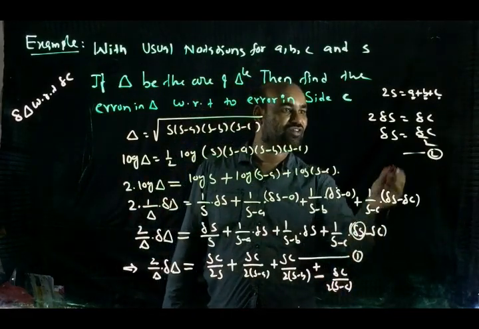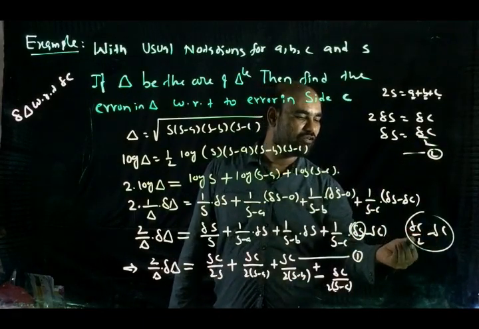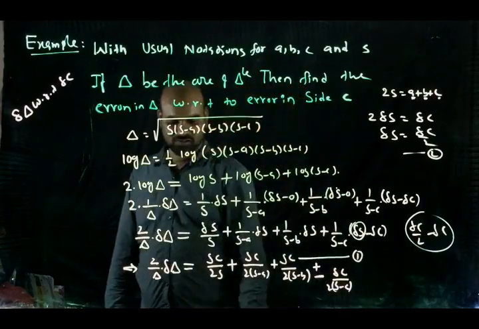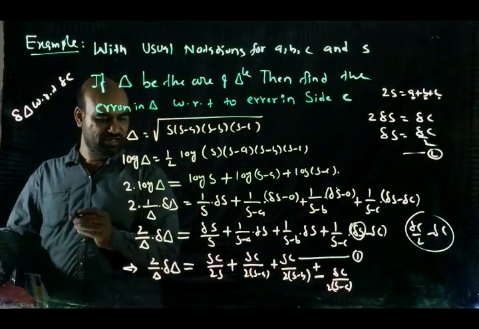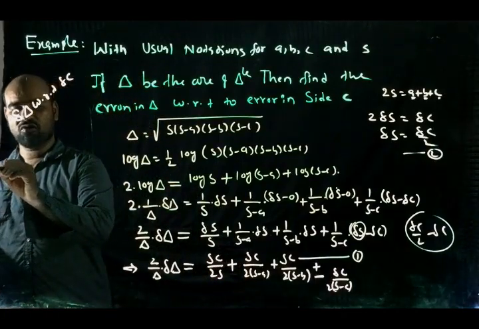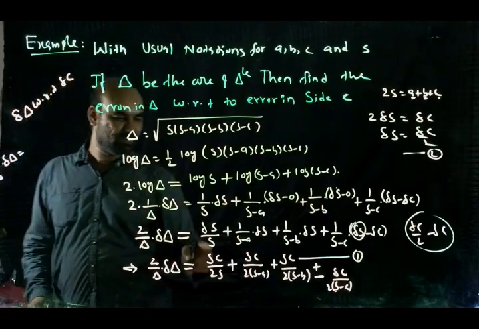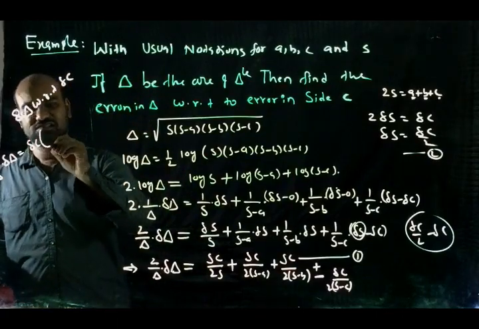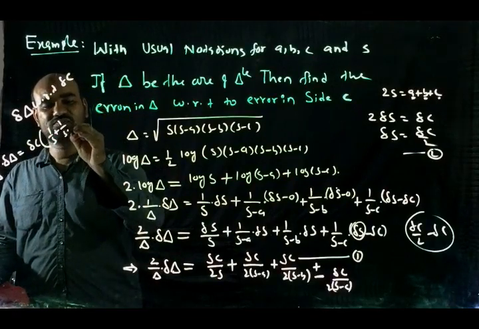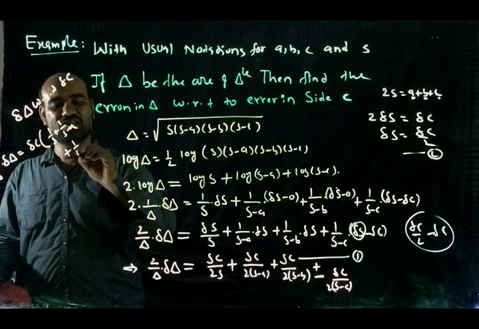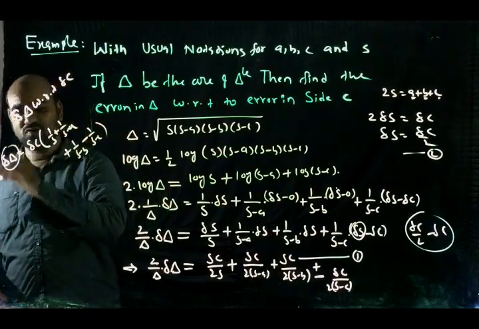Understood here? Instead of this, you can write delta C by 2. Delta C by 2 minus delta C. Half minus 1 means minus half. Okay. So what happened? Here, I want to write here, 4 delta into delta is equal to delta C taken common. So what happened here? 1 by S plus 1 by S minus A plus 1 by S minus B minus 1 by S minus C. This value.